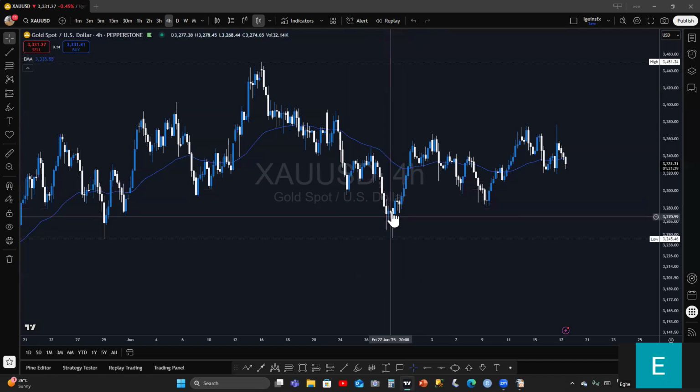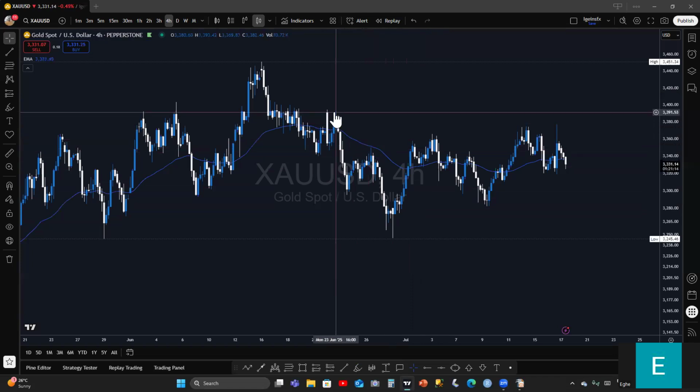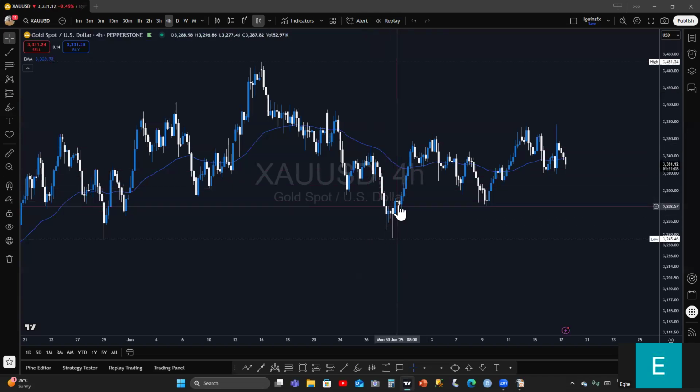Now, what happened? Price rose above this level. That means something is happening. Because for price to stall here and find resistance, you must see a rejection of price here. Now, at this point, there was no rejection. So that tells you that, okay, something else is happening.